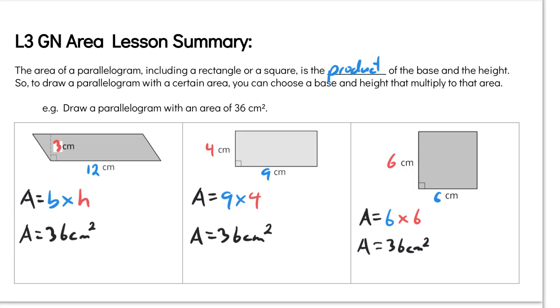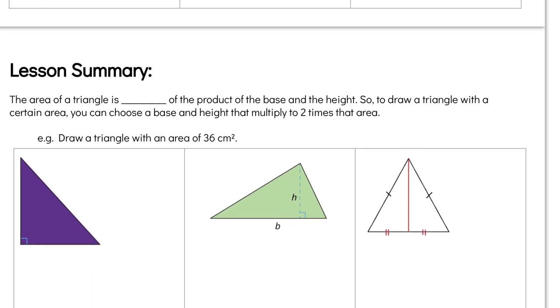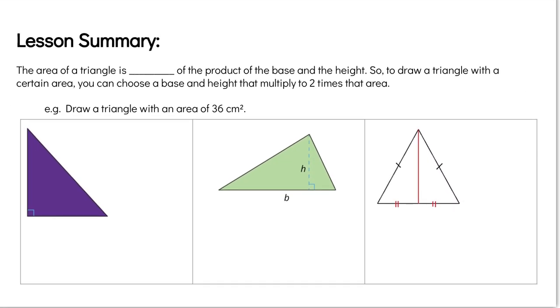Okay, let's move on to the next slide, where it says the area of a triangle is half of the product of the base and the height. So, to draw a triangle with a certain area, you can choose a base and height that multiply to 2 times that area. For example, when we want to draw a triangle with an area of 36 centimeters squared, we have to know what the formula is.